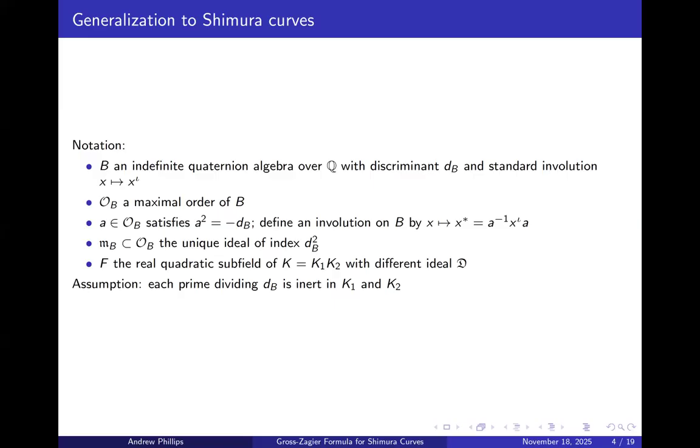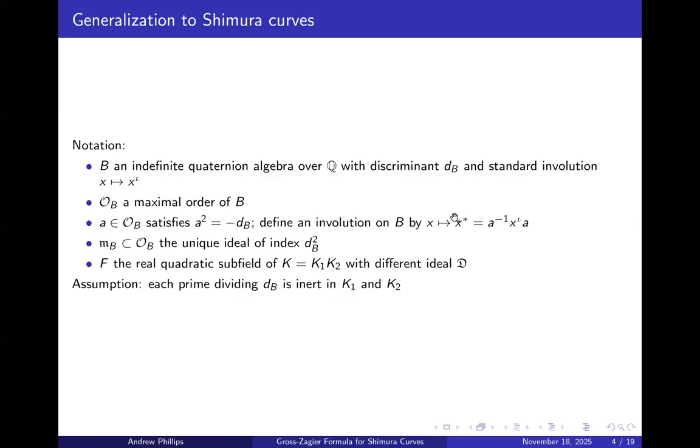Let me point out, I do allow the possibility that B is split, meaning B could just be M2(Q). If you take that degenerate case, we get something interesting. I'll talk about that in a minute. Also we fix an element of O_B that squares to negative the discriminant. There is always such a thing because if you take Q and adjoin the square root of negative the discriminant, that always embeds into B, basically by looking at how splitting works in a quadratic field.